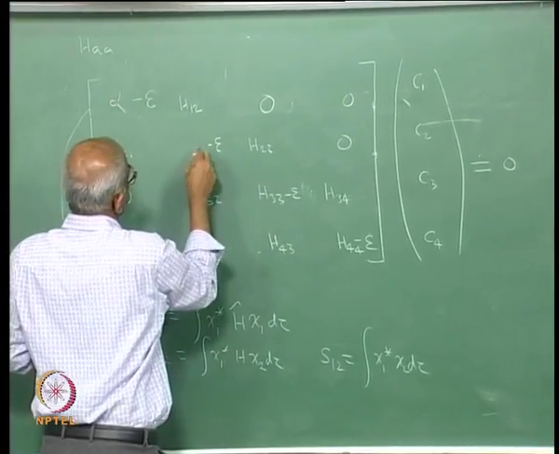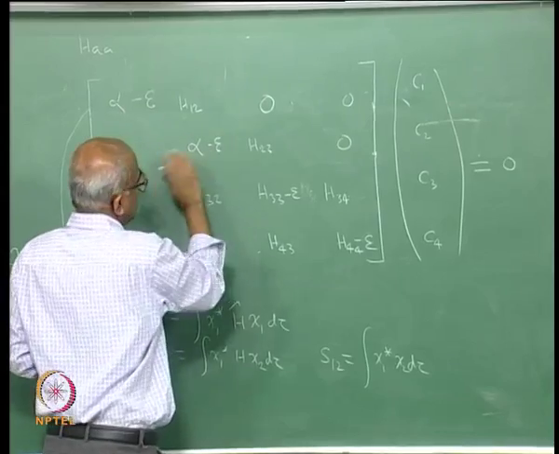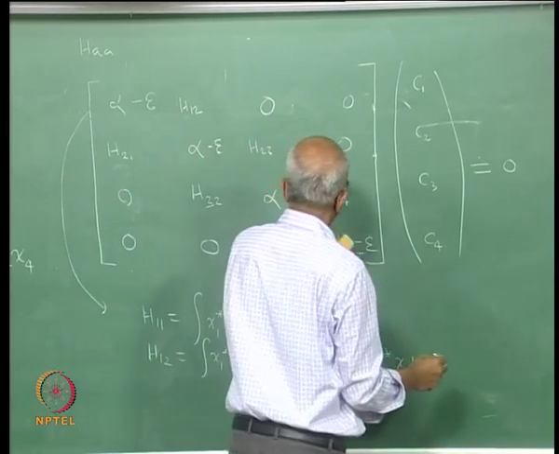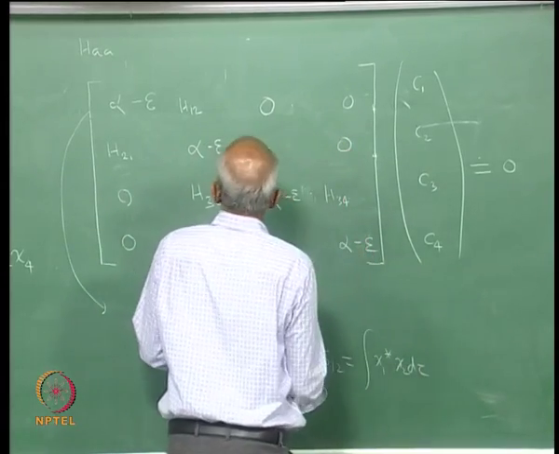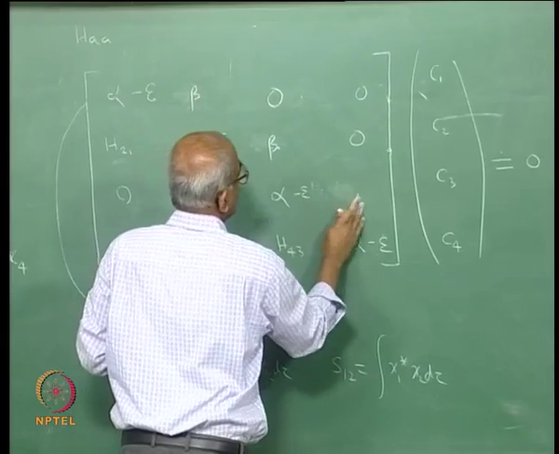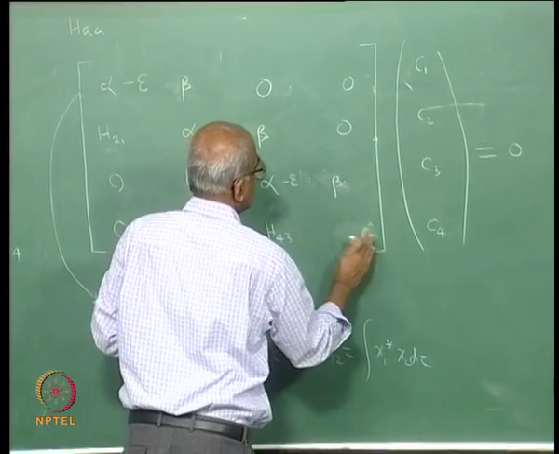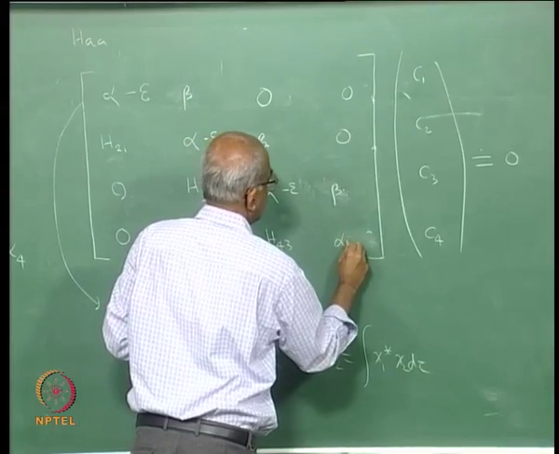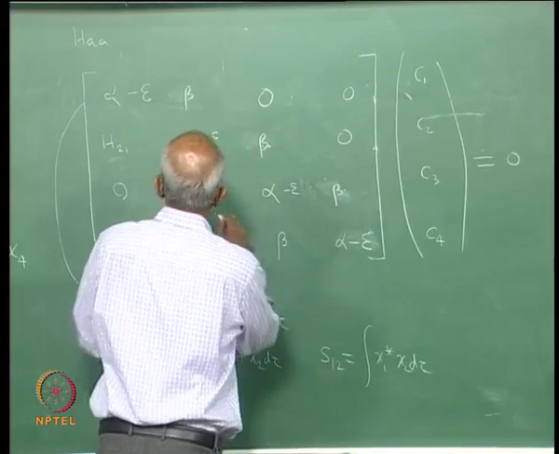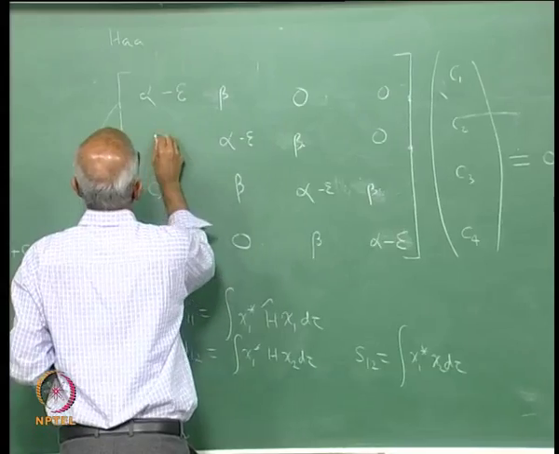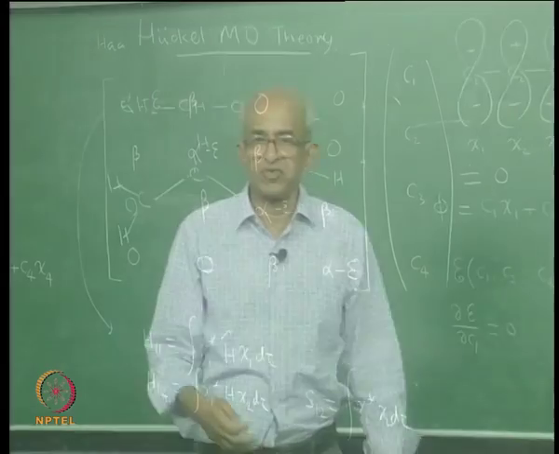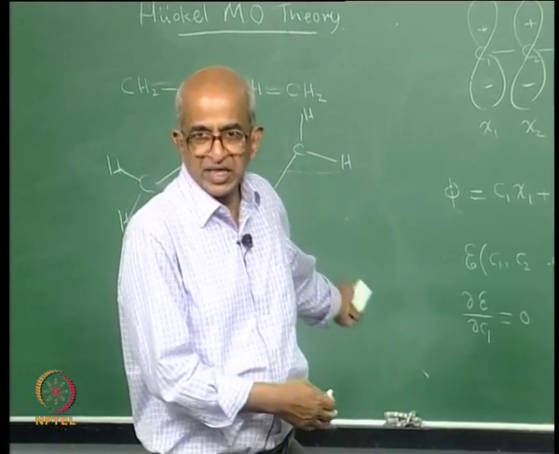Strictly speaking, this will not be equal to that. It is only approximately true, but I don't worry about that because my theory is very simple and crude. So these are all equal to alpha, and these numbers H, they are all equal to beta. So this is my new matrix equation after all these simplifications.